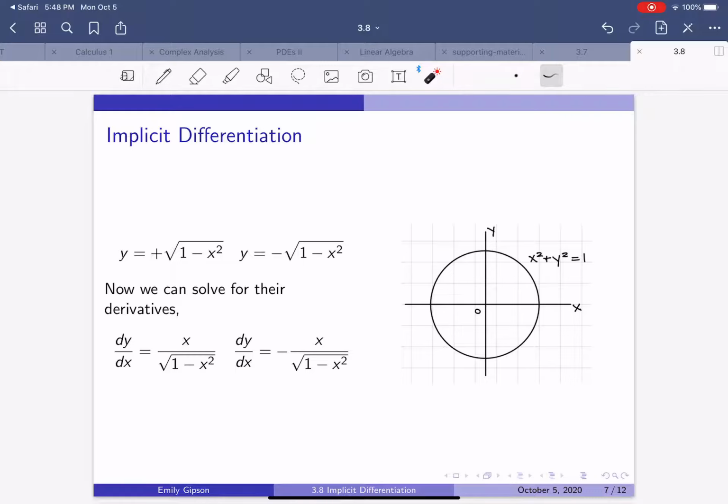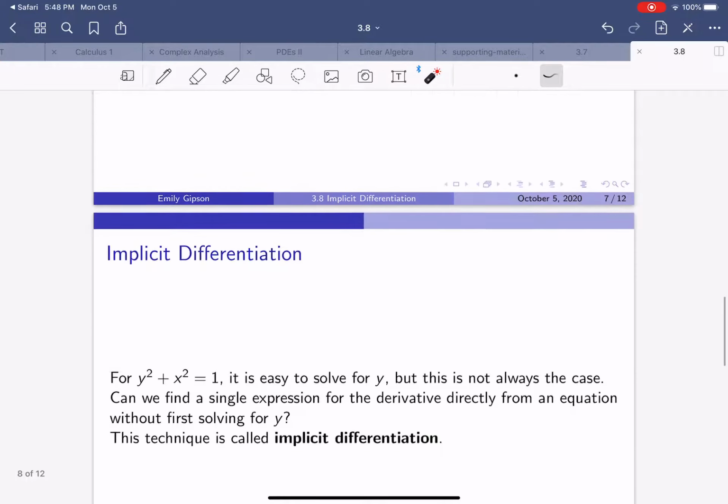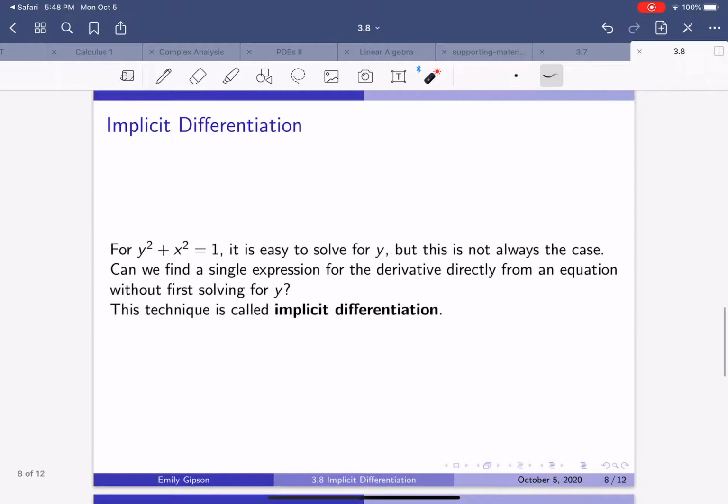But are we always going to be able to do something like that? The answer is no. So for y squared plus x squared equals 1, it's pretty easy to solve for y. But this is not always the case. Sometimes it gets much more difficult and you can't isolate y. So how can we find a single expression for the derivative directly from an equation without first solving for y? And the answer is using a technique called implicit differentiation. And whether or not you need to exactly know the name of this, not very important, but being able to use the technique is very important.